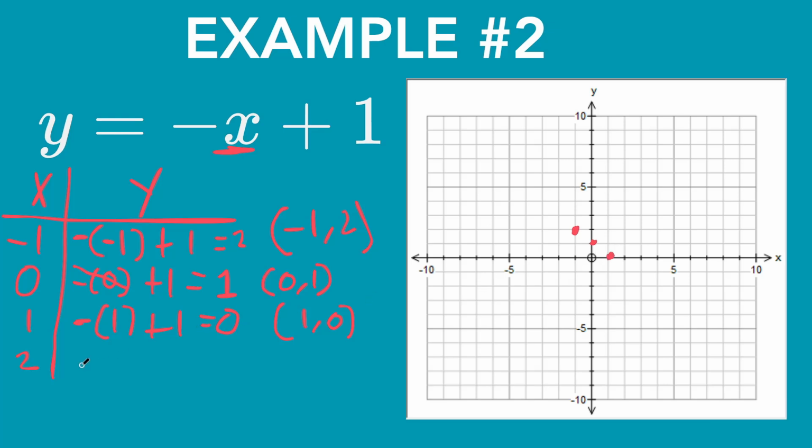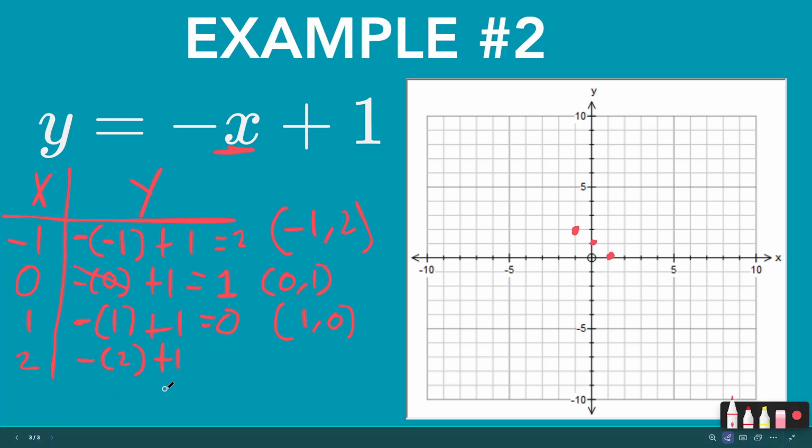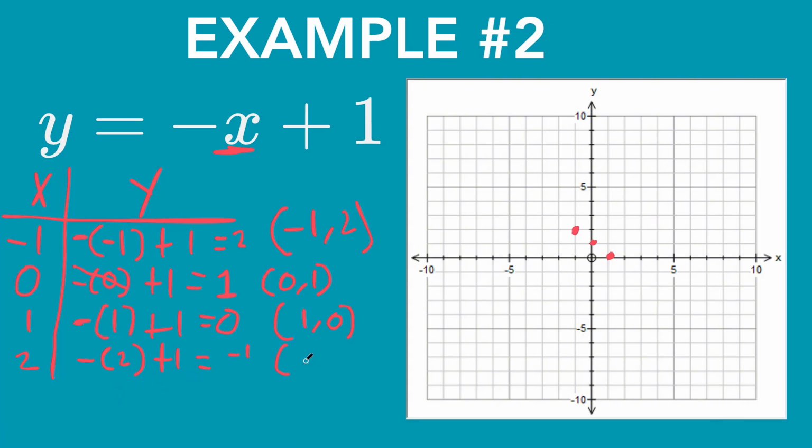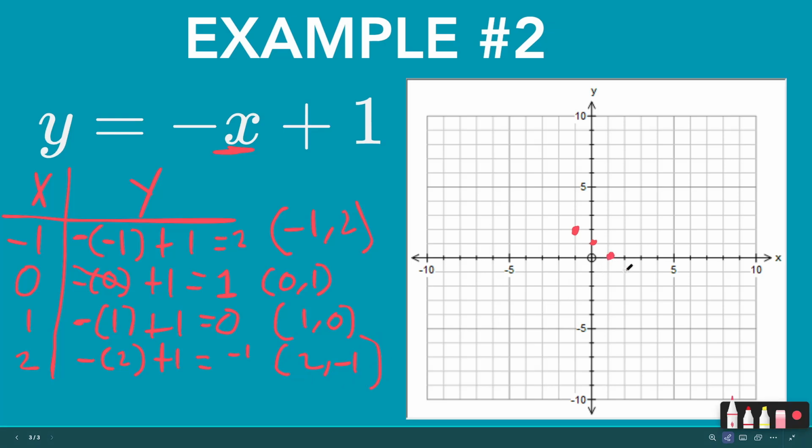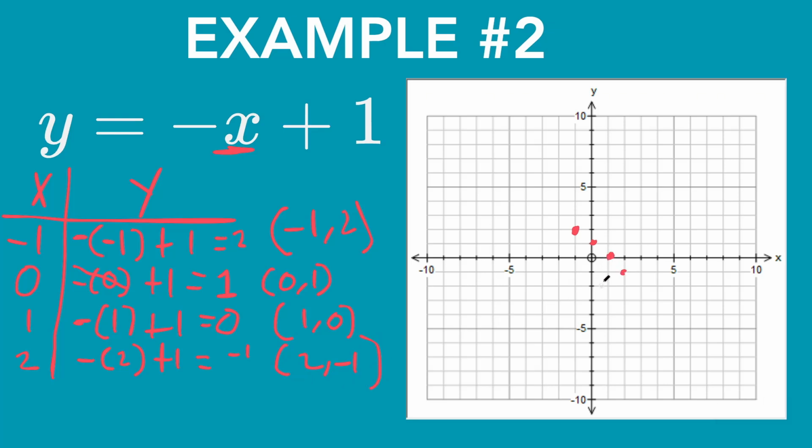Now let's look at our last value. It's going to be negative times 2 plus 1. So negative times 2 is going to be negative 2. Negative 2 plus 1 is just going to be negative 1. So our coordinate point is going to be 2 comma negative 1, which is going to be over here. Now we can just draw a line through these points.